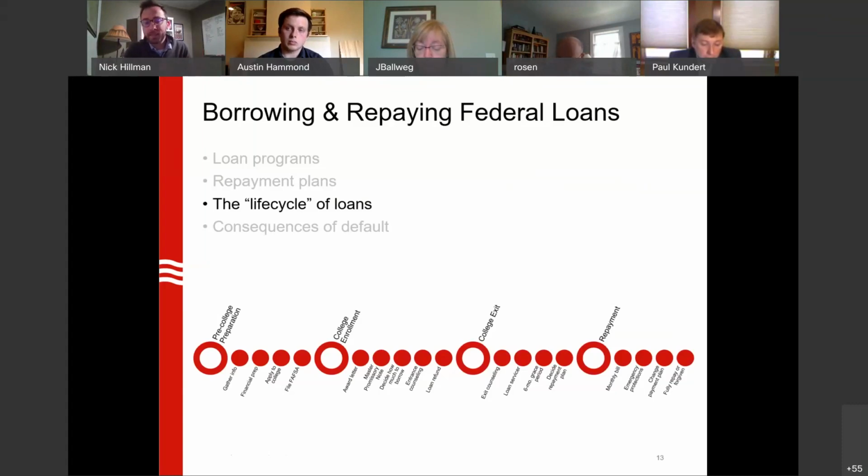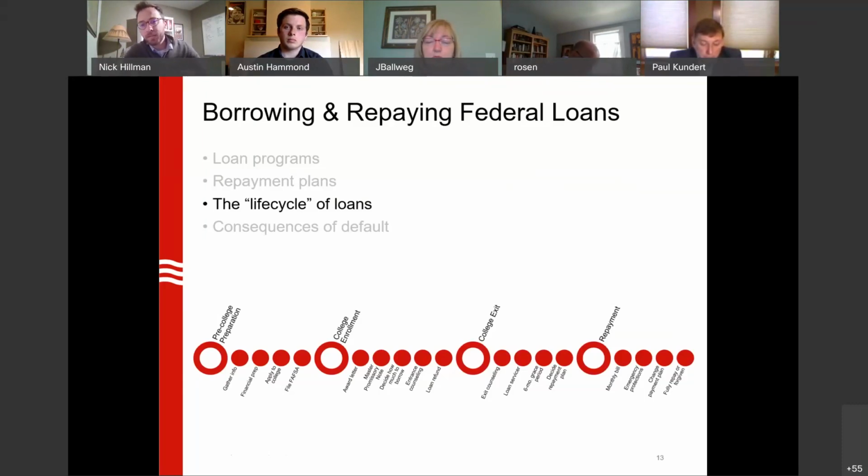The borrower gets connected with their loan servicer. There's this grace period, and then the borrower has to decide what repayment plan to go into. And like I said, the standard one is 10 years, but a lot of people are not doing that anymore. Then the borrower is in repayment.